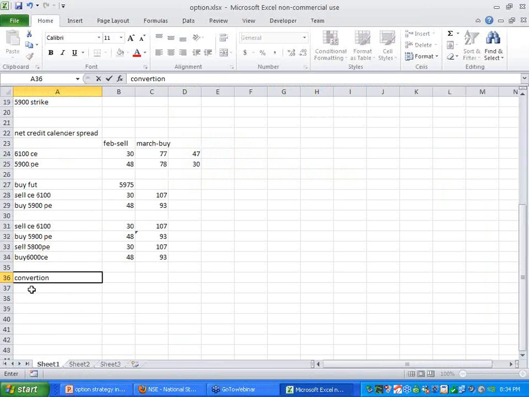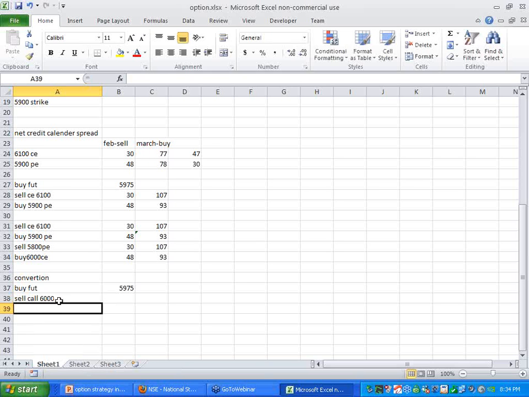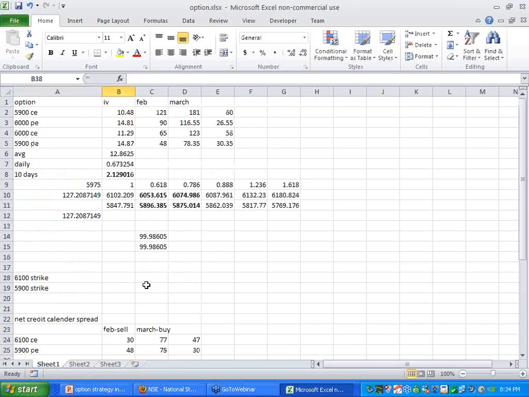Conversion means long conversion: buy the future, which is at 5975, sell a call option at the nearest strike of 6000, and sell a put option of 6000 as well. So this converts the strategy to a 6000 put option and 6000 call option.